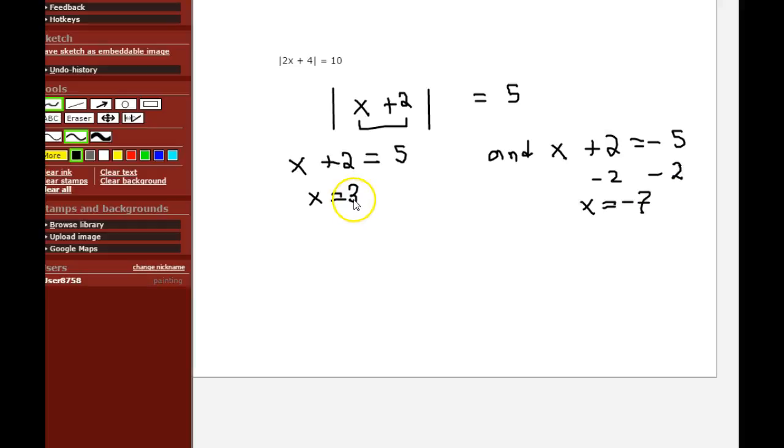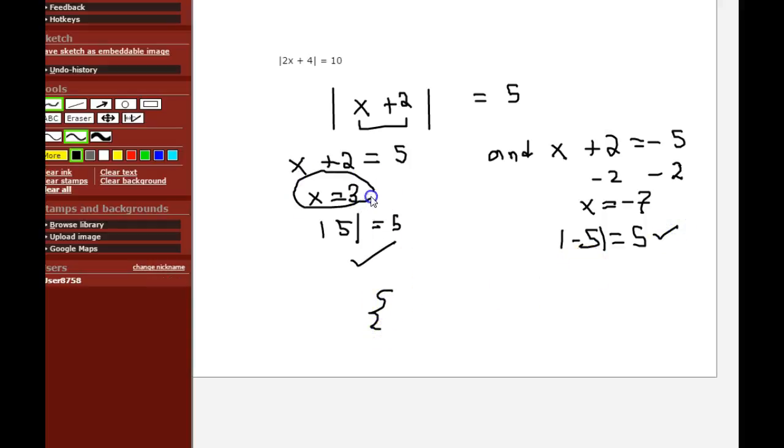So, check it. If x is 3, 3 plus 2 is the absolute value of 5, which is equal to 5. That checks. And if it's negative 7, negative 7 plus 2 is negative 5, and the absolute value of negative 5 is equal to 5. That checks, so it works. These are our two solutions, and I'm going to put them from small to big: x is equal to negative 7, and x is equal to 3.